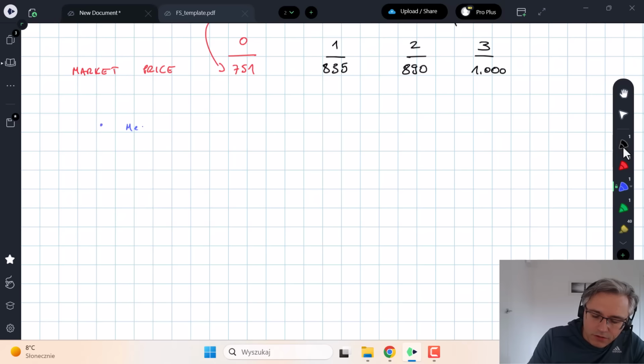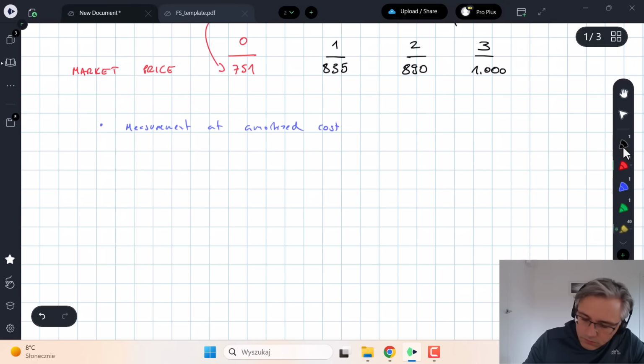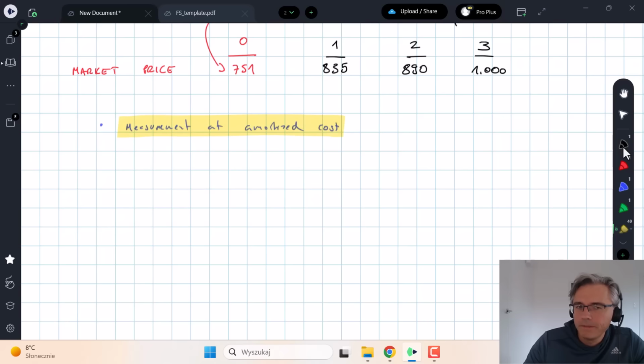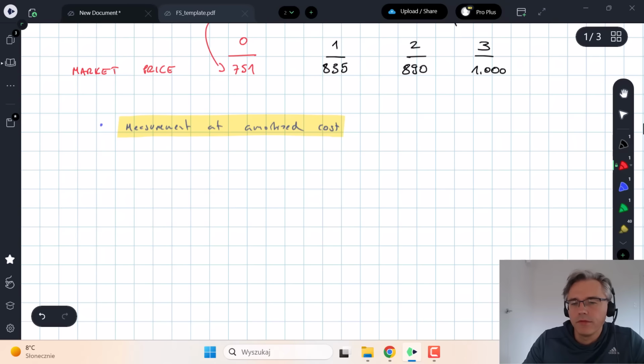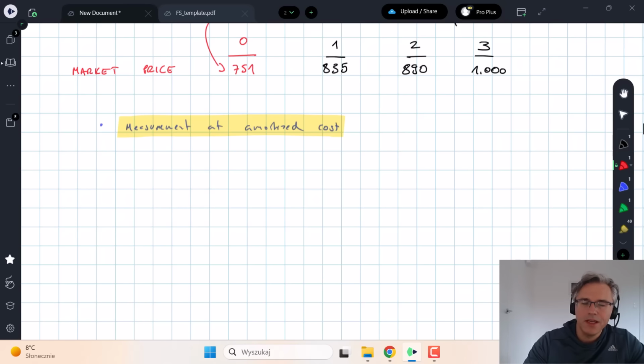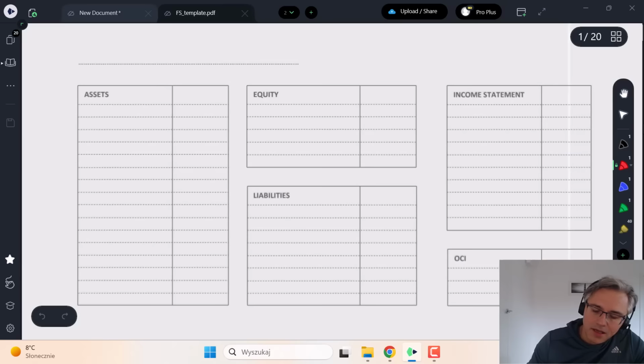So we're going to start off with measurement at amortized cost. Before I do any computations and the actual example with you, let me just note, I'll write things down later on, that this is typically the approach we use when we intend to hold the instrument. Really, we know that we intend to hold it to maturity. I'll write down some rules in just a moment, but for now, let's go to a template of the financial statements.